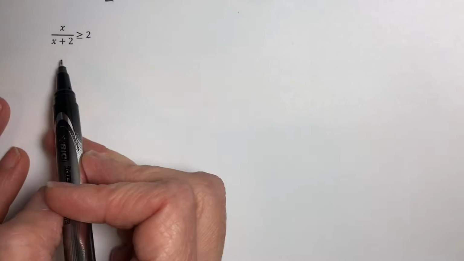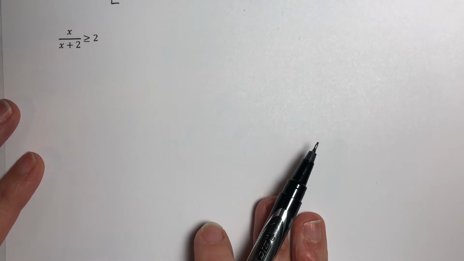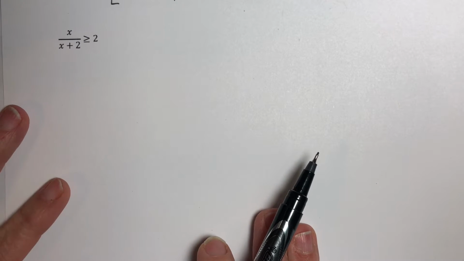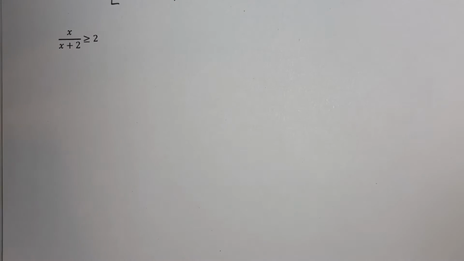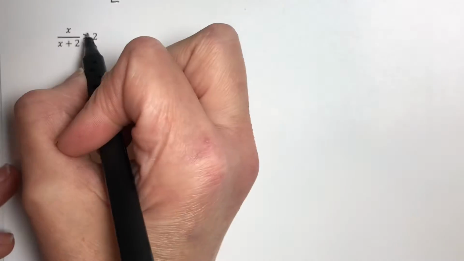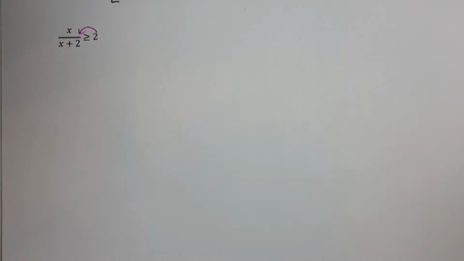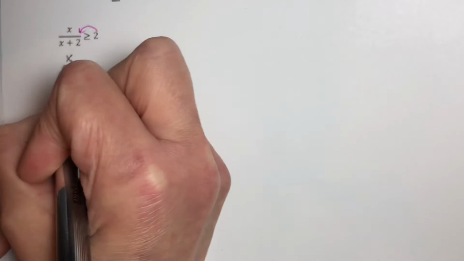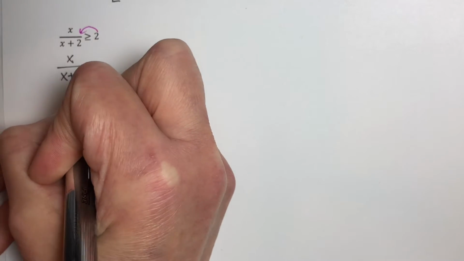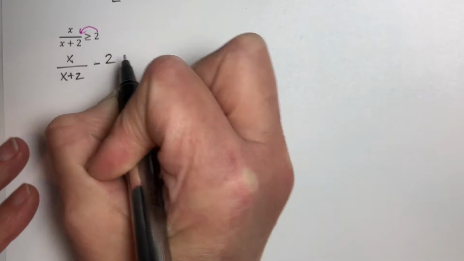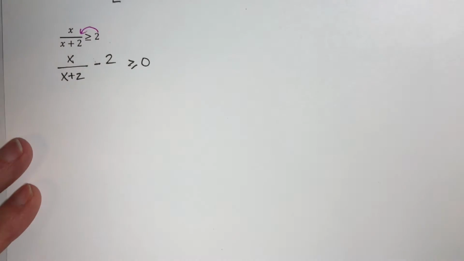This is part 3 of section 3.6. We need to solve this inequality. And we actually have a lot of work to do before we can get there. The first thing we have to do is we need a 0, which means I need to subtract 2 from both sides. That gives me x over x plus 2 minus 2 is greater than or equal to 0.